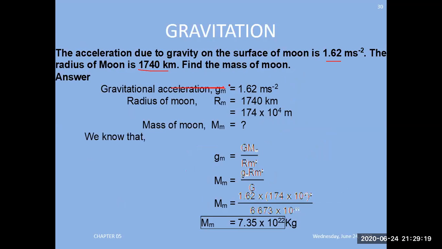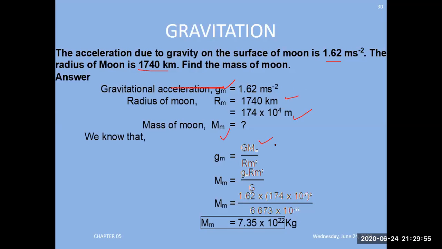Look, the value of g at the Moon is given, that is 1.62 meter per second square, and the radius of the Moon is also given. It is in kilometers, so you have to convert it into meters. You are asked to calculate the mass of the Moon. This means that by using these problems, we can also calculate the mass of an object if the value of g at that place or surface is given, whether it is a heavier or lighter mass.